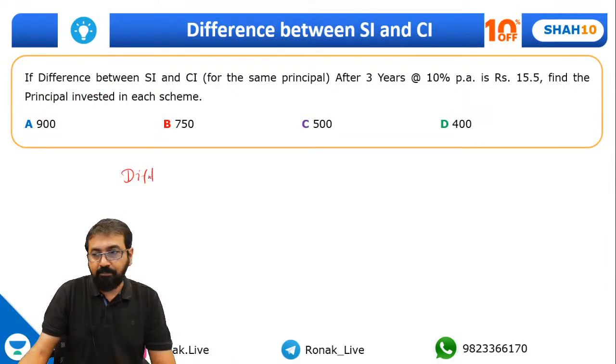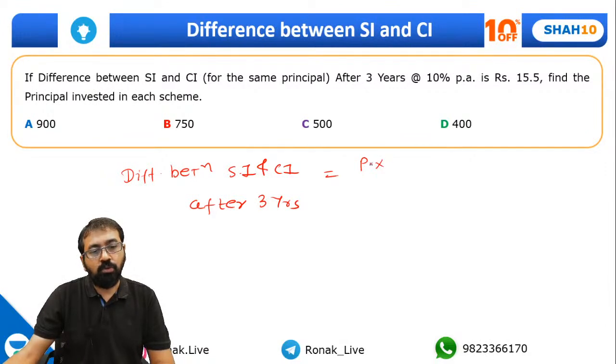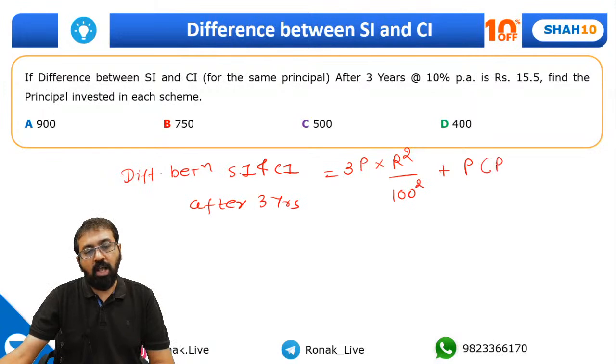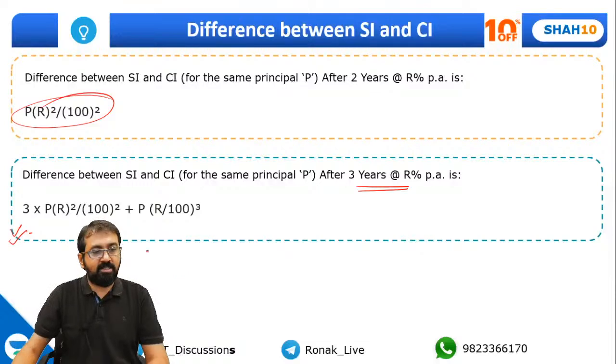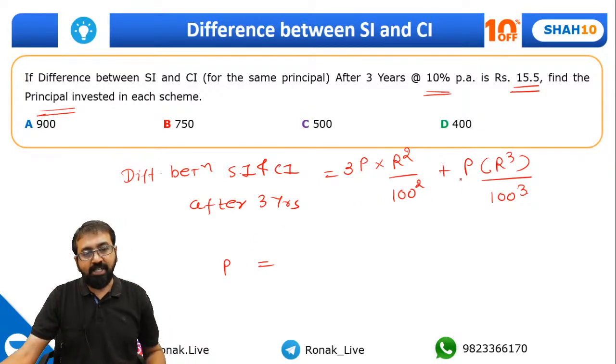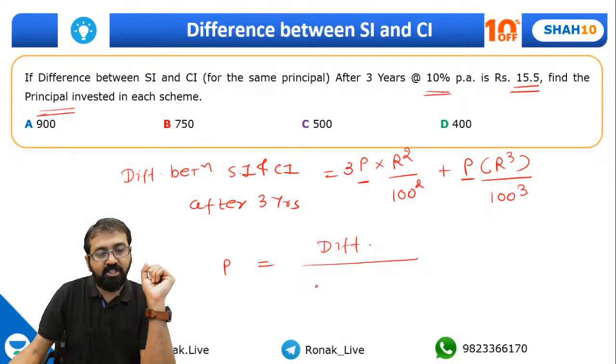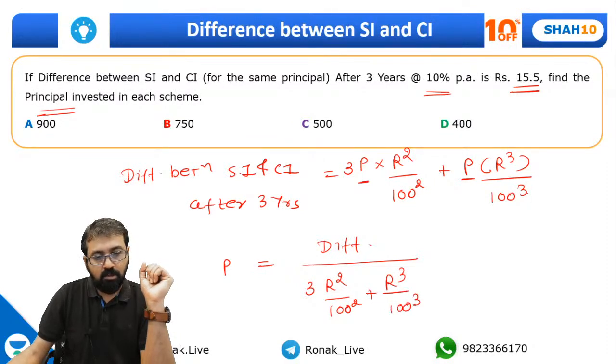Let me write over here. Difference between SI and CI after 3 years will be equal to 3 times the principal into R square upon 100 square plus principal into R cube upon 100 cube. This is the formula. Now what do we know over here? Again, we know the difference as 15.5, rate of interest is 10, and we want to find out principal P. So can I say this principal is equal to, if I take P common from this, what will I be left with? 3R square upon 100 square plus R cube upon 100 cube, and that complete thing will go in the denominator of this difference. So it will be difference divided by 3R square upon 100 square plus R cube upon 100 cube. So this is going to be your principal.